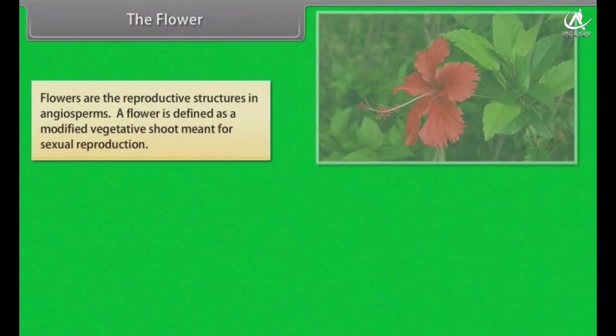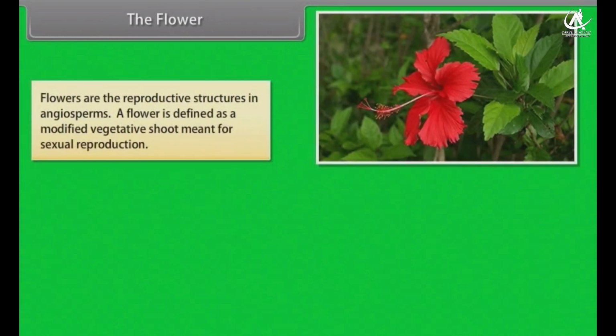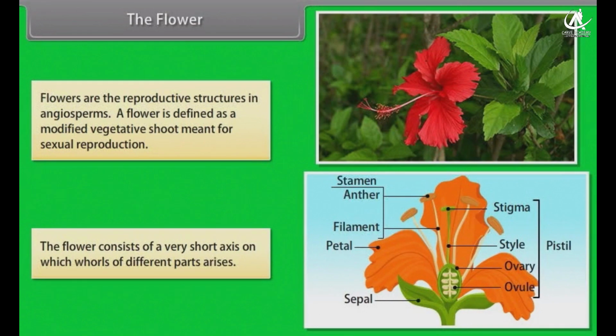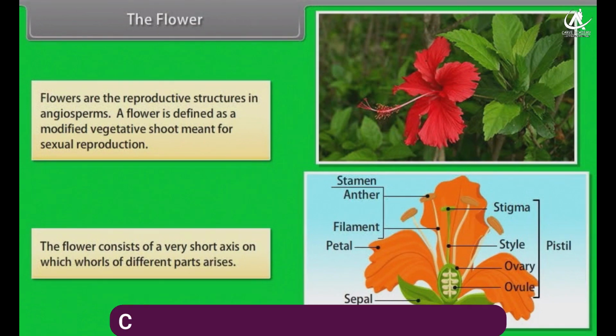The flower. Flowers are the reproductive structures in angiosperms. A flower is defined as a modified vegetative shoot meant for sexual reproduction. The flower consists of a very short axis on which whorls of different parts arise.